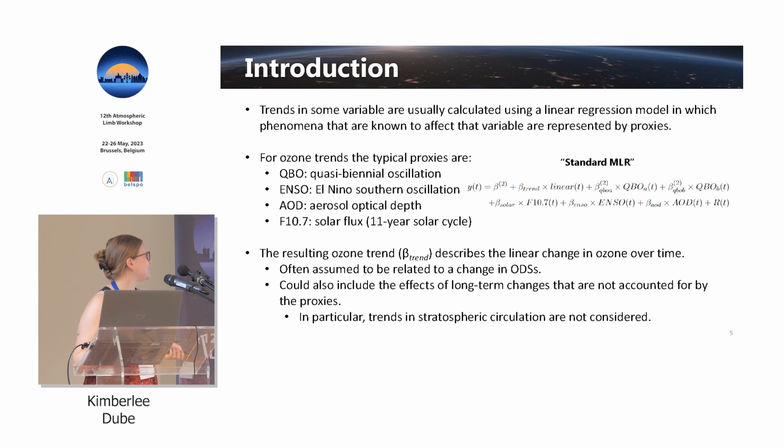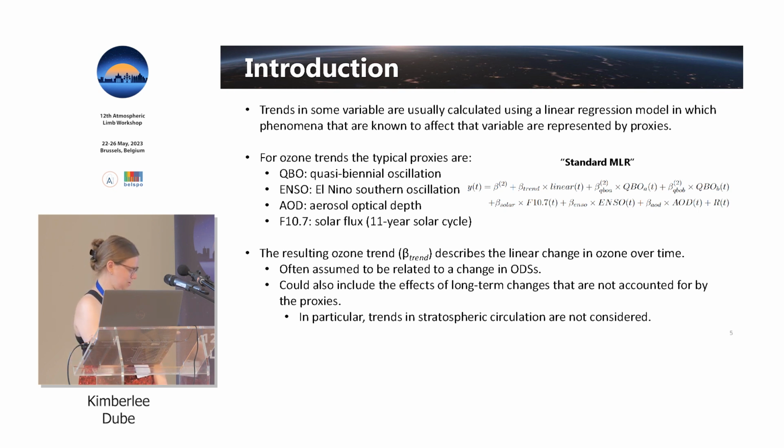As we've already seen today, trends in our variable, here it's ozone, are calculated using either a linear regression model or sometimes a dynamic linear model, but in both cases we need to represent phenomena that affect our variable, ozone, by proxies. This equation here is the very typical form of the multiple linear regression, so I call it the standard MLR, and we have proxies for the QBO, ENSO, aerosol, and the solar cycle.